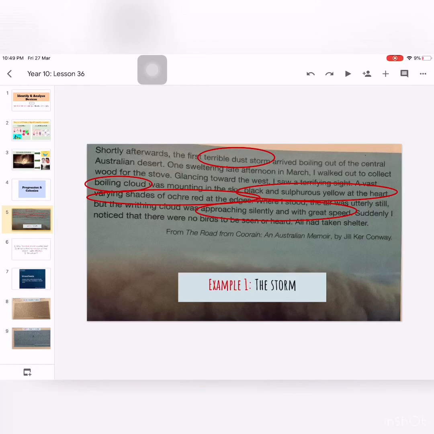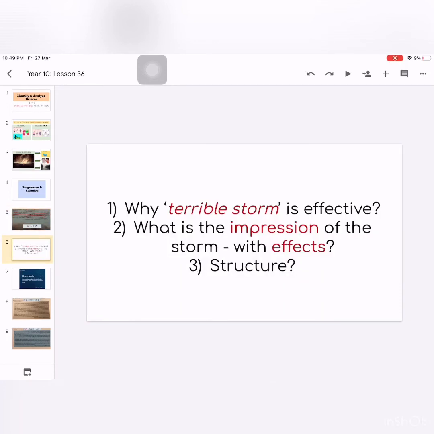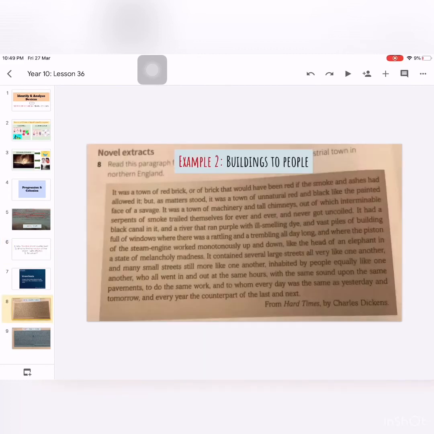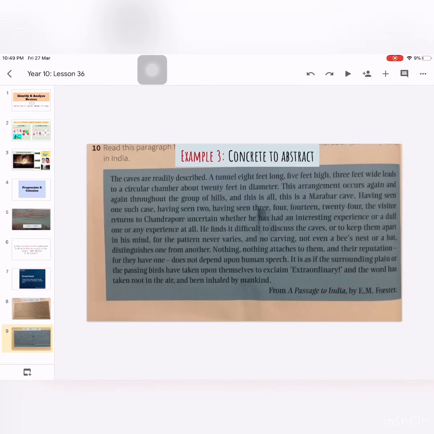So the impression that we are talking about here, what is the impression? Negative, because the effect of movement or kinesthesia gives you the impression of how bad the storm is because it approached in a very negative manner. And this is example number 2. And you also have example number 3. Try to do it yourself.